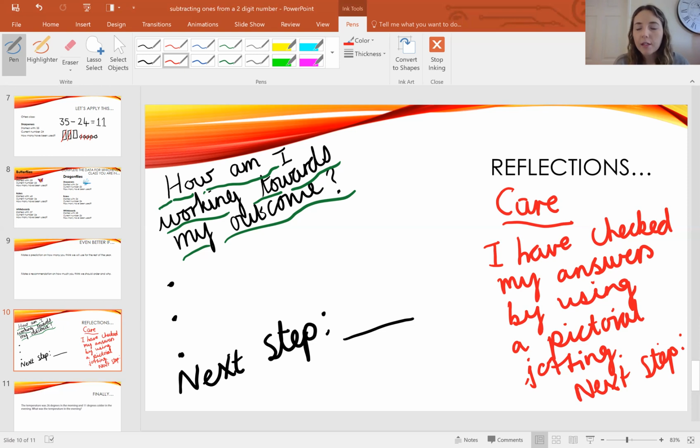Or it might be that you haven't used a ruler and actually that's making your work not look as good as it could be. So next time you're absolutely going to use a ruler. You need to look at your work and reflect on what it is that you need to do better next time. Okay, so pause the video now and do your reflections.